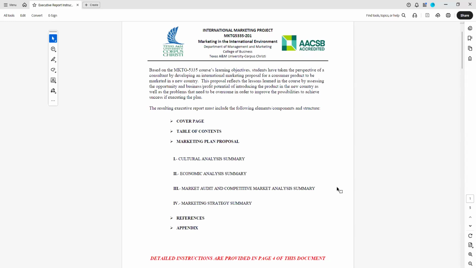Of course, the details are in this document with instructions, but what you are going to be doing is summarizing or synthesizing the work and insights that you conducted and obtained through the previous weeks in the different assignments for these international marketing projects. So what will be the structure of the final report?